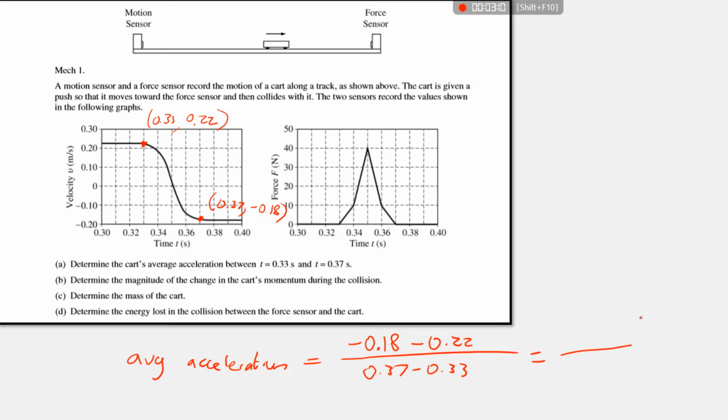I'm going to assume, I don't actually know if we had a calculator on this one, but if we don't, so what happens when I subtract? Minus 0.4 and then divide by 0.04. So that gives me negative 10, and then what are my units? Meters per second squared.